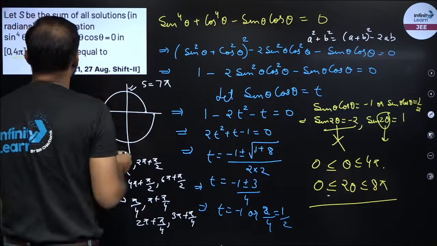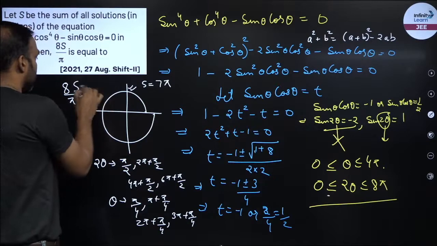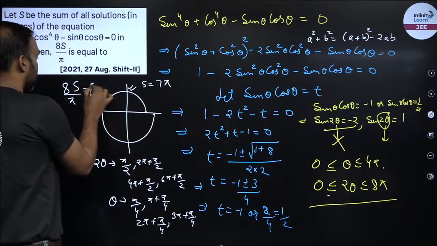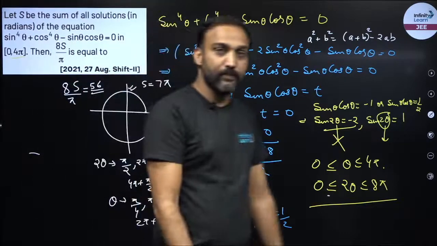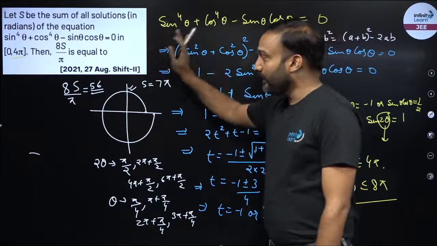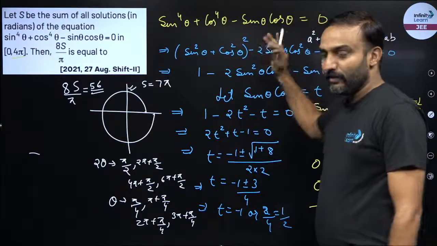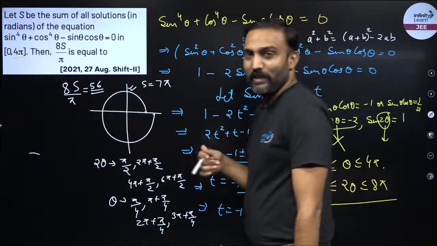So my answer is 8S by pi. So what is 8S by pi? This is 8 7s are 56. So my answer is 56 over here. Right guys? So now you can see how we solve trigonometric equations. Nowhere have I used sin A is equal to sin B or cos A is equal to cos B in any of the problems.